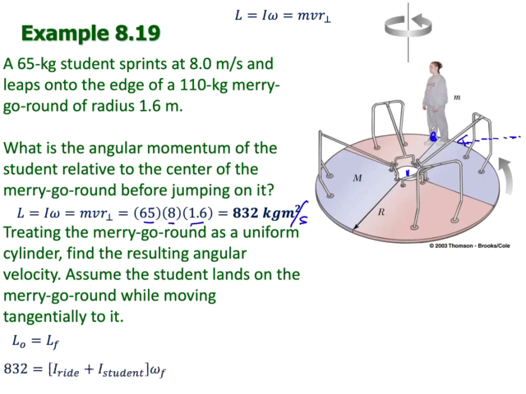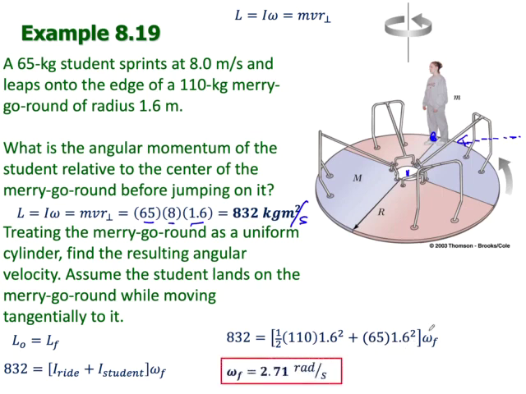Solving this one gets a little bit exciting. So we know the total initial angular momentum is 832, equals the rotational inertia of the ride plus the student times the final omega. Plugging in our numbers, this we're going to assume is a disk. Remember the formula for a disk, 1/2 mr squared. And the student is going to be like a point mass, just that mass times how far she's standing away from the center, 1.6 meters squared, times the final omega. Solving this one, you should end up with a final omega of about 2.71 radians per second.